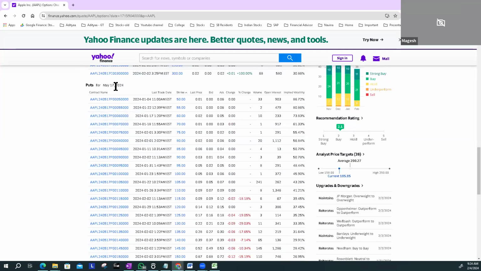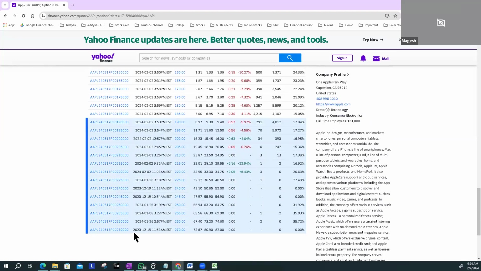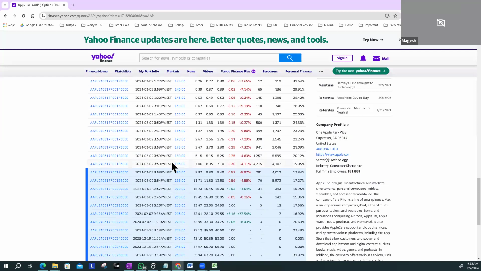Provided you're interested in buying Apple at a certain price and you have the cash to take care of that, here you see in put options, the prices above 185 are all in the blue because these are all in the money. Put option is coming down, call option is going up. And these are out of the money. So let's say you feel you can buy Apple at around 170. You are comfortable to buy Apple at 170.